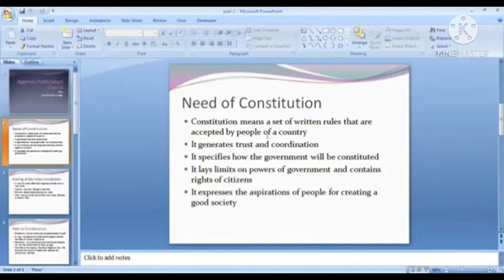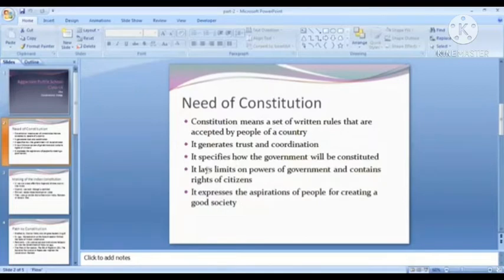Now we discuss the need of constitution, or we can say the importance of constitution. The first, it generates trust and coordination. Mean the constitution generates the trust among the people of the country. It helps in the coordination among the people of the country. This is the first importance or first need of the constitution.